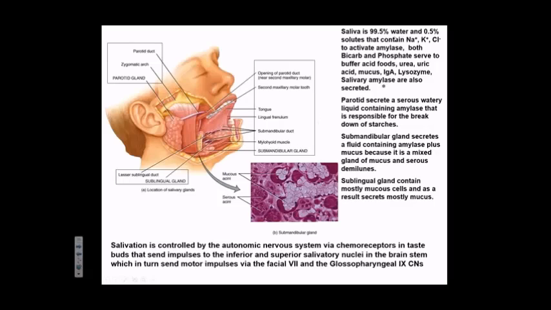Saliva is 99.5% water, and the rest are solutes, like what's in your blood plasma: sodium, potassium, chloride, some bicarbonate, some phosphates, some urea, uric acid. Urea and uric acid in your saliva, that means you pee in your mouth, doesn't it? You can never say you've never tasted urea, because it's in your mouth every time you swallow. It's an ultrafiltrate of blood plasma, and there's urea floating around in your blood plasma.